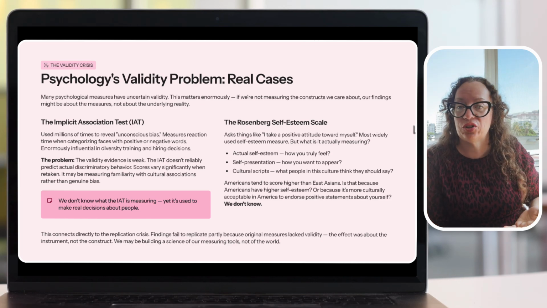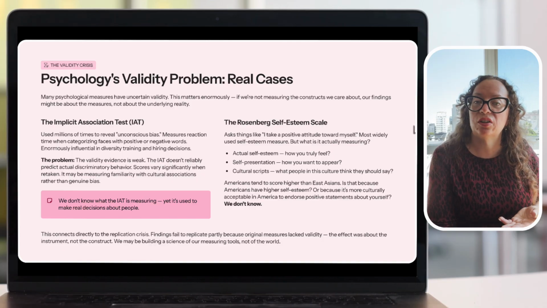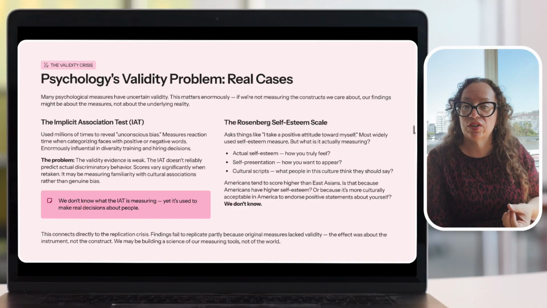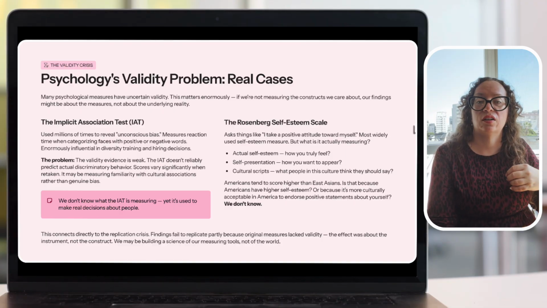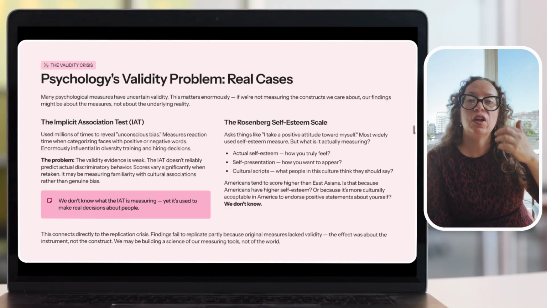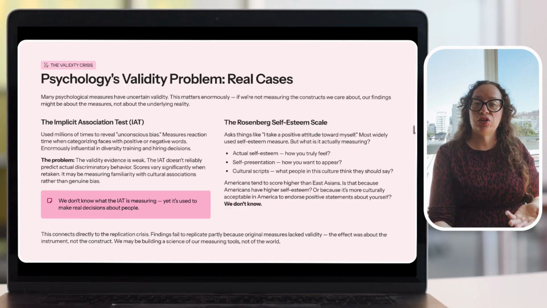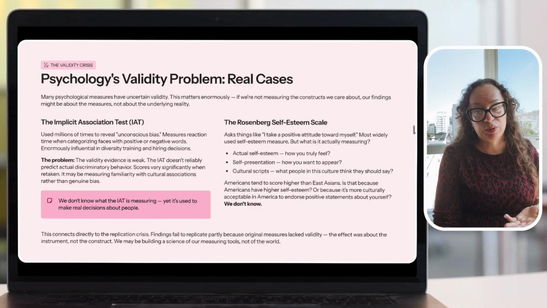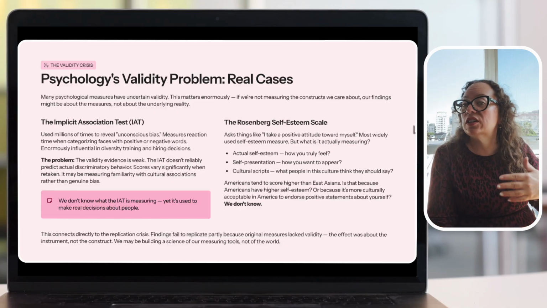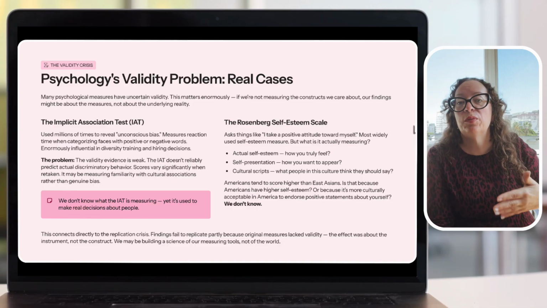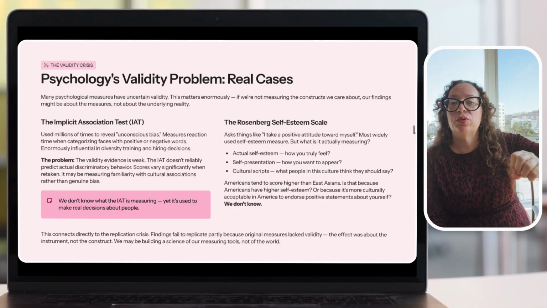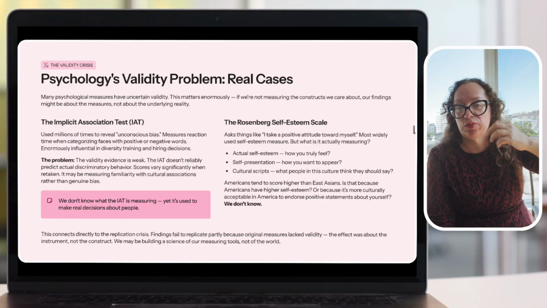Another example, self-esteem measures. The Rosenberg self-esteem scale is the most widely used measure of self-esteem. It asks things like, "I feel that I have a number of good qualities" and "I take a positive attitude toward myself." But what is it actually measuring? Is it measuring actual self-esteem, how you really feel about yourself? Or is it measuring self-presentation, how you want to appear to others or you think you should appear? Or is it measuring cultural scripts, what people in this culture think they're supposed to say about themselves?